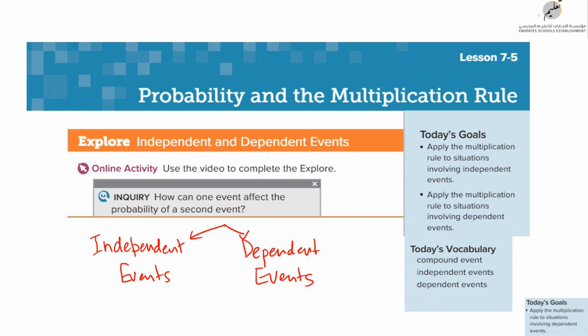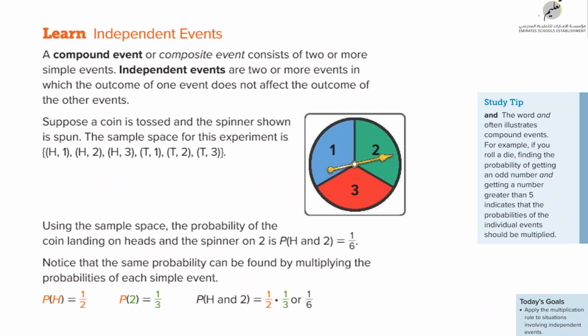So in today's lesson, the new words would be compound event, independent events, and dependent events. So let's understand what are all of these one by one. So on the screen, you first see the definition of a compound event. A compound event or a composite event consists of two or more simple events. So for example, if you are performing more than one event at the same time, maybe one followed by the other, then that is a combination of two or more simple events. So that's called a compound event.